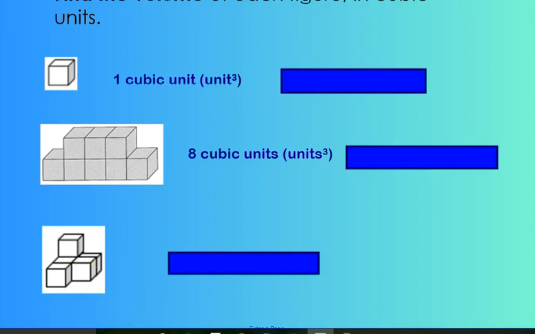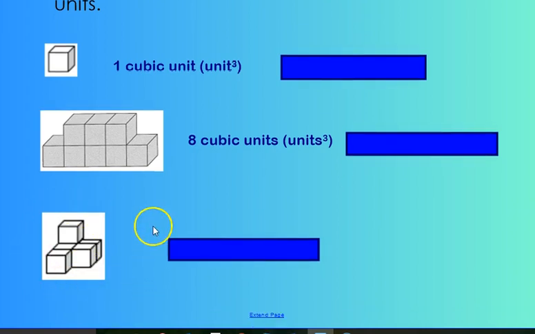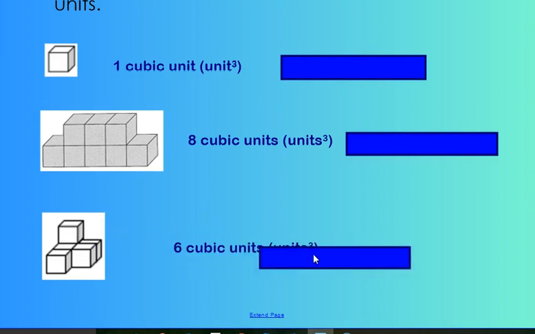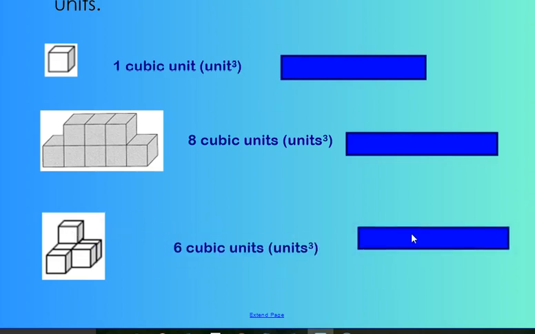This one's a little bit trickier. How many sugar cubes make up this picture? How many cubic units? What do you think? Well, there's 1, 2, 3, 4, 5. But guess what? In order for this one to be up in the air, there has to be one that it's sitting on, right? So it is actually 6 cubic units.